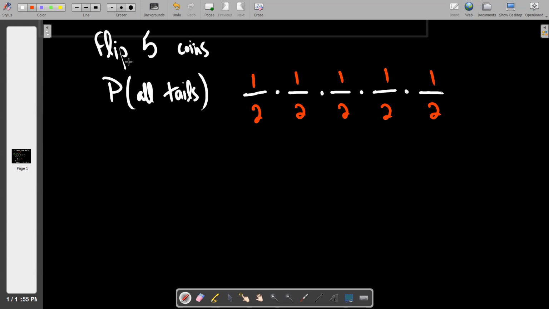So overall, what's the probability if Trinity pulls out a pocket full of 5 quarters and she tosses them all on the table? What's the probability that they all land on tails? 1 out of 32. So remember, we are multiplying. So 2 times 2 is 4, times 2 is 8, times 2 is 16, times 2 is 32. Got it?